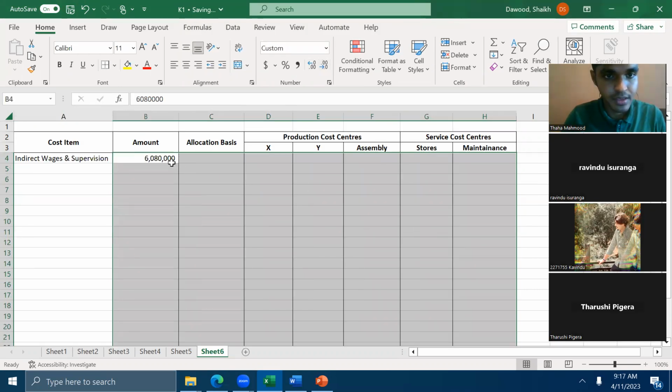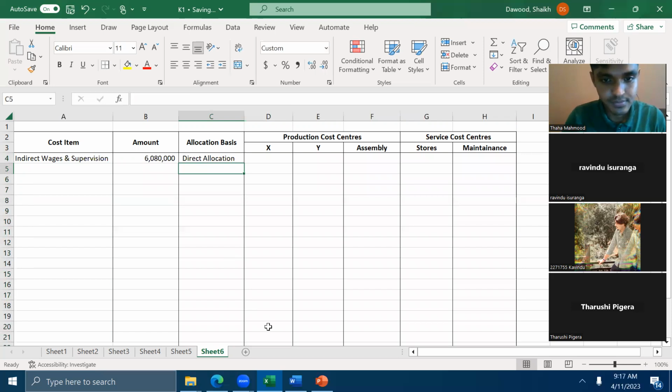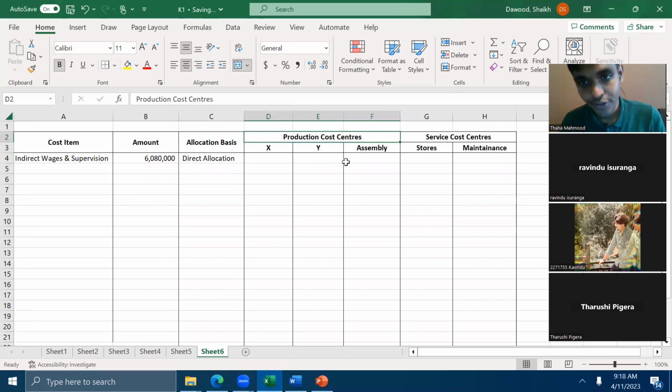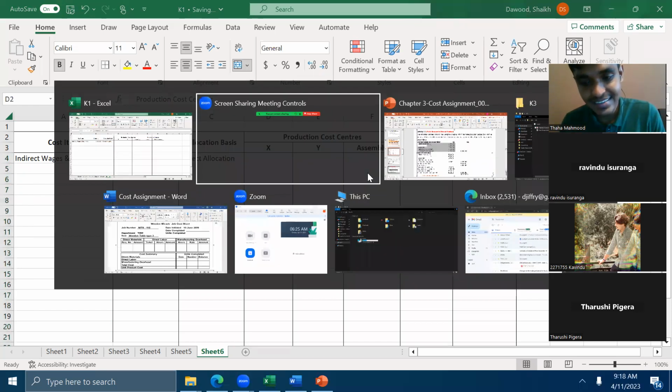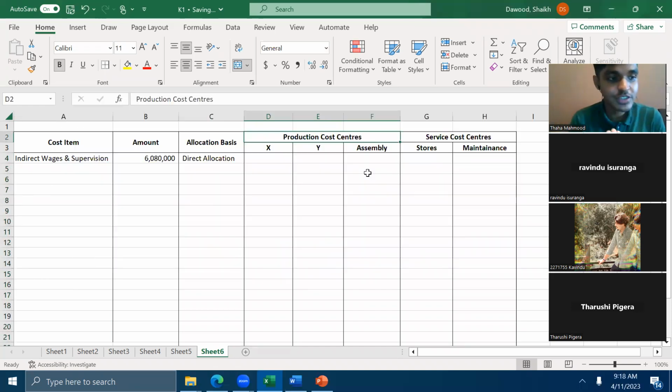Okay, so it's direct allocation. Direct allocation. I said directly traced into the cost center, not to the cost object. Either directly traced to the cost center. Now, direct costs are the costs which could be directly traced to the cost objects. But certain indirect costs you can directly trace to this cost.